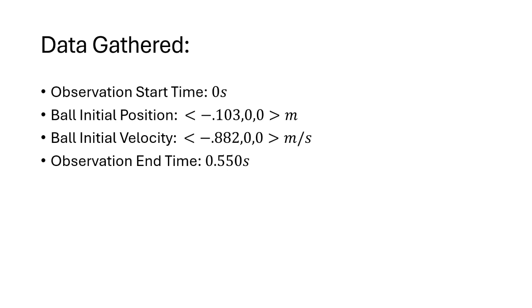After finding this video, we were able to gather some information. We started with the observation start time of 0 seconds. The ball's initial position was negative 0.013 meters in the x-axis, 0 meters in the y-axis, and 0 meters in the z-axis. The ball's initial velocity was 0.882 meters per second in the x-axis, 0 in the y, and 0 in the z. As I stated before, we only observed the ball for 0.55 seconds.